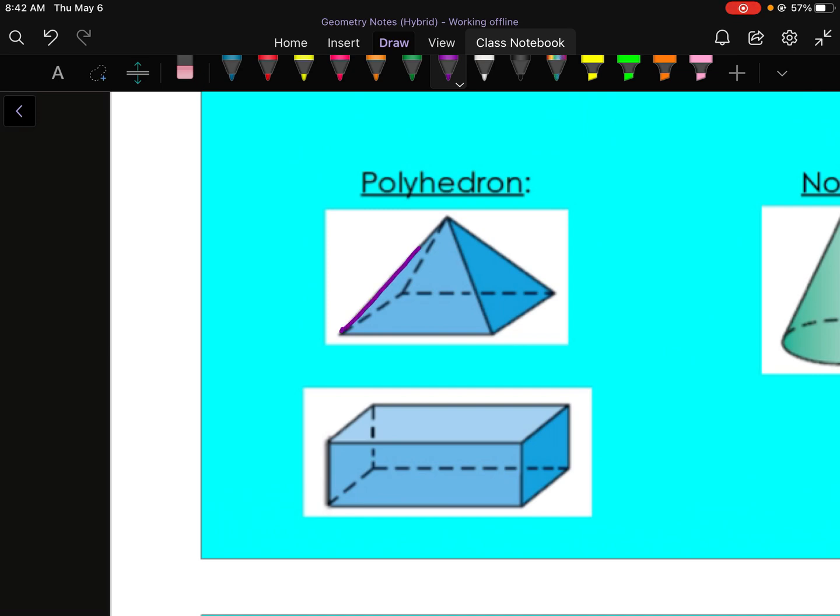You can see the polygon here, the triangle. Here's another triangle. In the back's another triangle. On the left side we have a triangle, and on the bottom we have a rectangle as our base, enclosed by polygons. Therefore we have a polyhedron. Same thing is true about the box right below it.